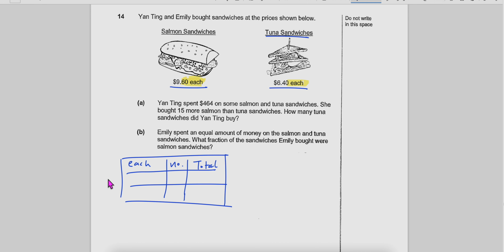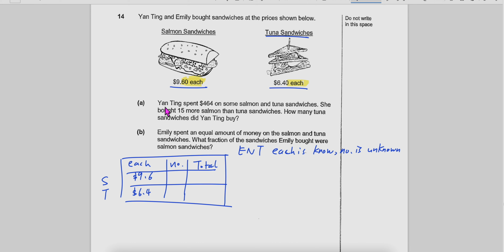In this case, you have the salmon and you have the tuna. Each salmon is $9.60 per food item. For tuna it is $6.40. So in this case, this is the each number, total when each is known. What is not known? The number is not known. Number is unknown. Okay? So how do you do it?